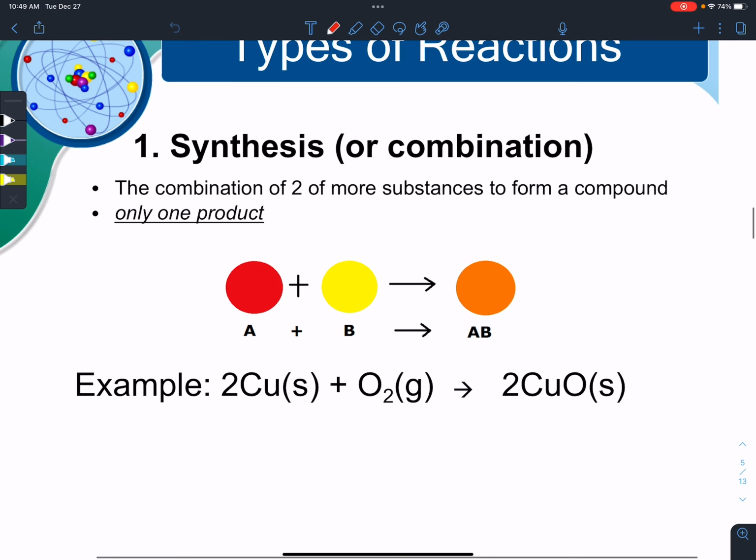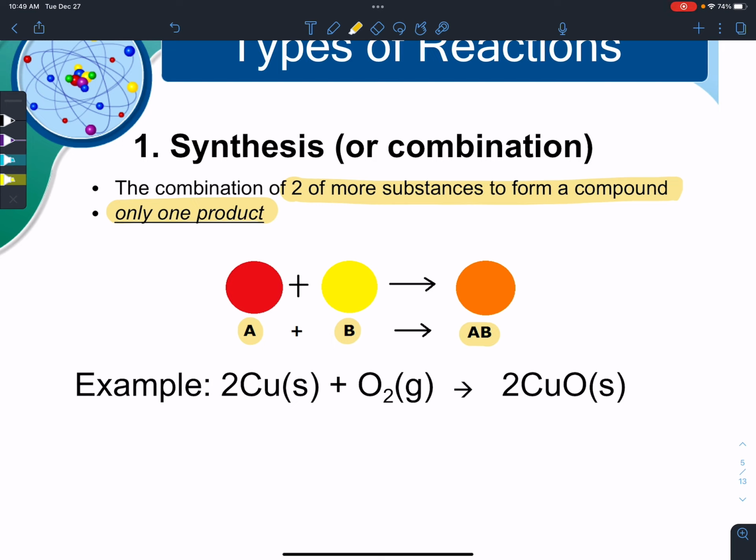Synthesis, also known as combination, is the combination of 2 or more substances to form a compound. It only has one product. So if we look at this visual example here, we've got element A, element B, and they combine to form one product, which is compound AB.